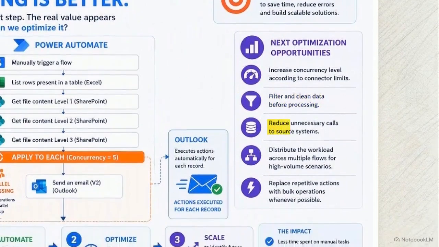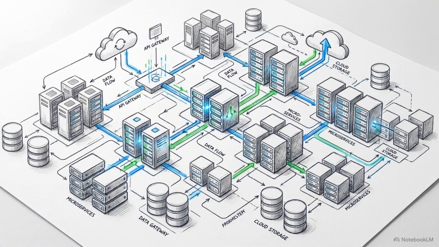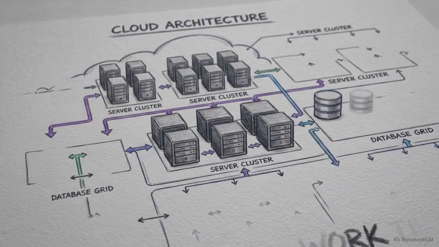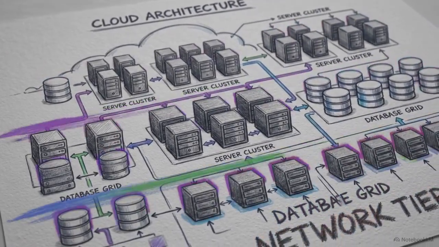You can further improve performance by reducing unnecessary calls to your source systems and replacing repetitive individual tasks with bulk operations. Real optimization happens when the focus shifts from simply completing a task to making the entire system as efficient as possible. This isn't just about one software setting. It is a broader philosophy for building systems that can handle growth.